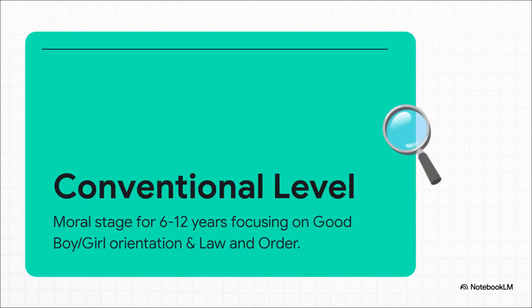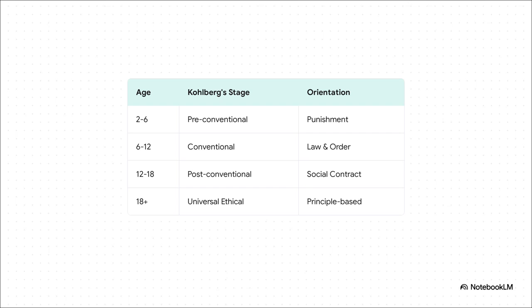Kohlberg defines the critical 6 to 12-year window as the conventional level. Here, students are highly motivated by obedience and, quite frankly, just wanting to be perceived as good. It's a phase you'll see all the time in primary education. They desperately want to please the teacher, that's the good boy or good girl orientation, and they become super rigid about following rules, which Kohlberg calls the law and order stage. Just picture that earnest young student who insists on cleaning the workshop tools exactly to your specifications, simply because, well, the teacher said so.